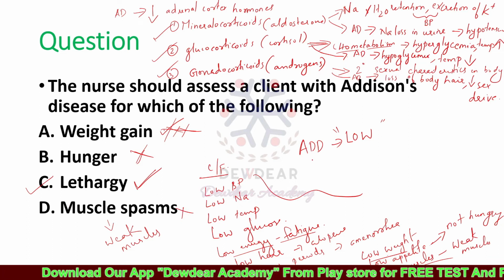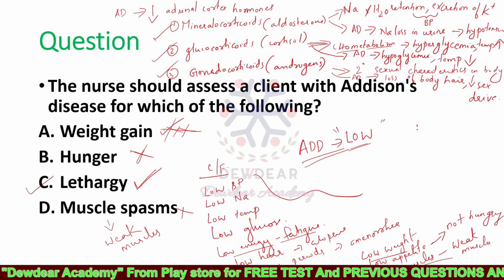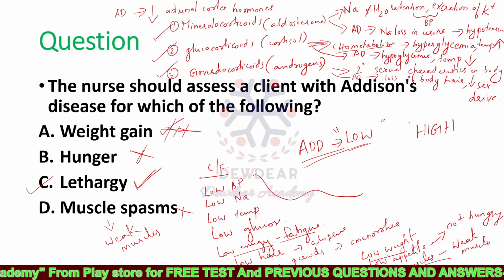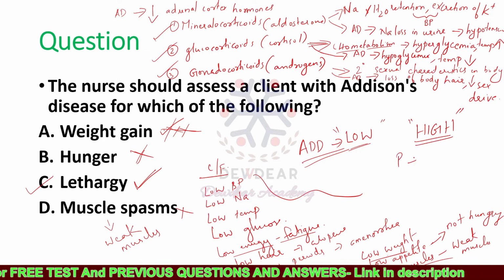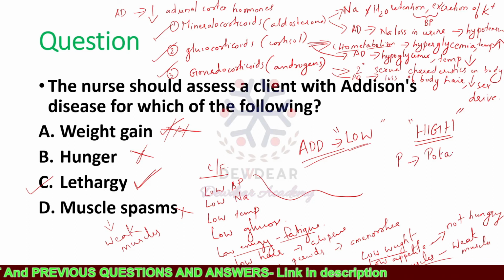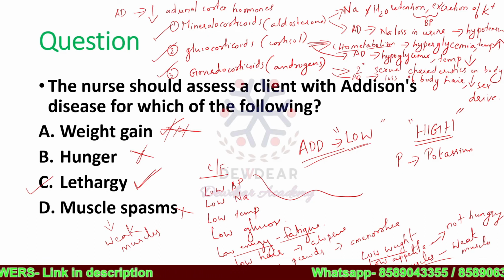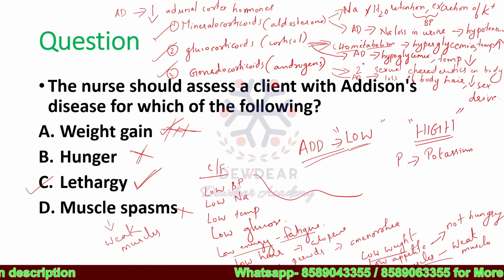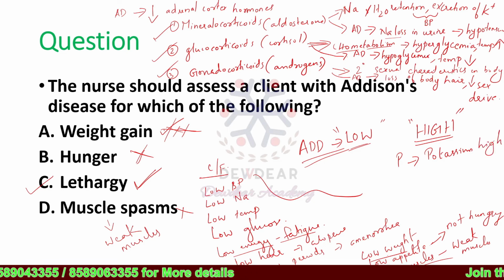Then in Addison's disease, most of the clinical manifestations are found low, but some are found high, mainly potassium. Potassium will be high, because we know that mineralocorticosteroids help sodium and water retention and potassium excretion. But in Addison's disease, there will be sodium loss and retention of potassium. So potassium is found high here.